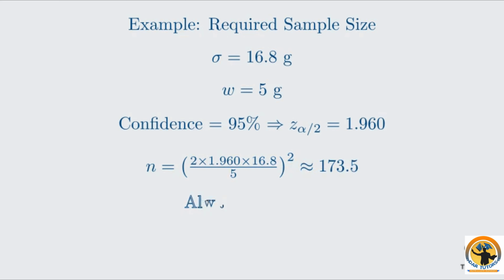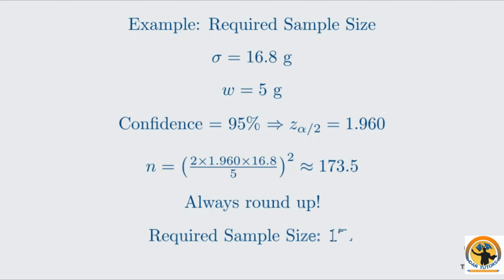Since we can't sample half a YABI, we must always round up to the next whole number. Therefore, a sample size of 174 is required to achieve a 95% confidence interval with a width of 5 grams. This shows that increasing the sample size from 60 in our first example to 174 gives us a much narrower, more precise interval. However, larger samples are more expensive and time-consuming. There's a balance to be struck between accuracy and practicality.